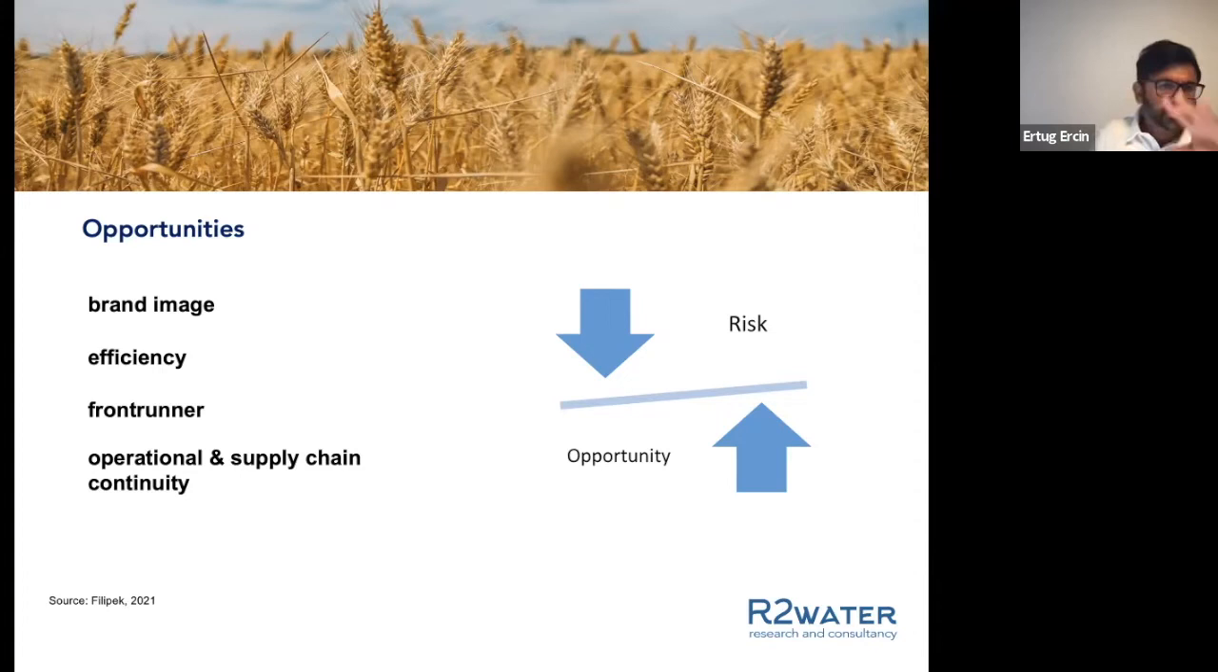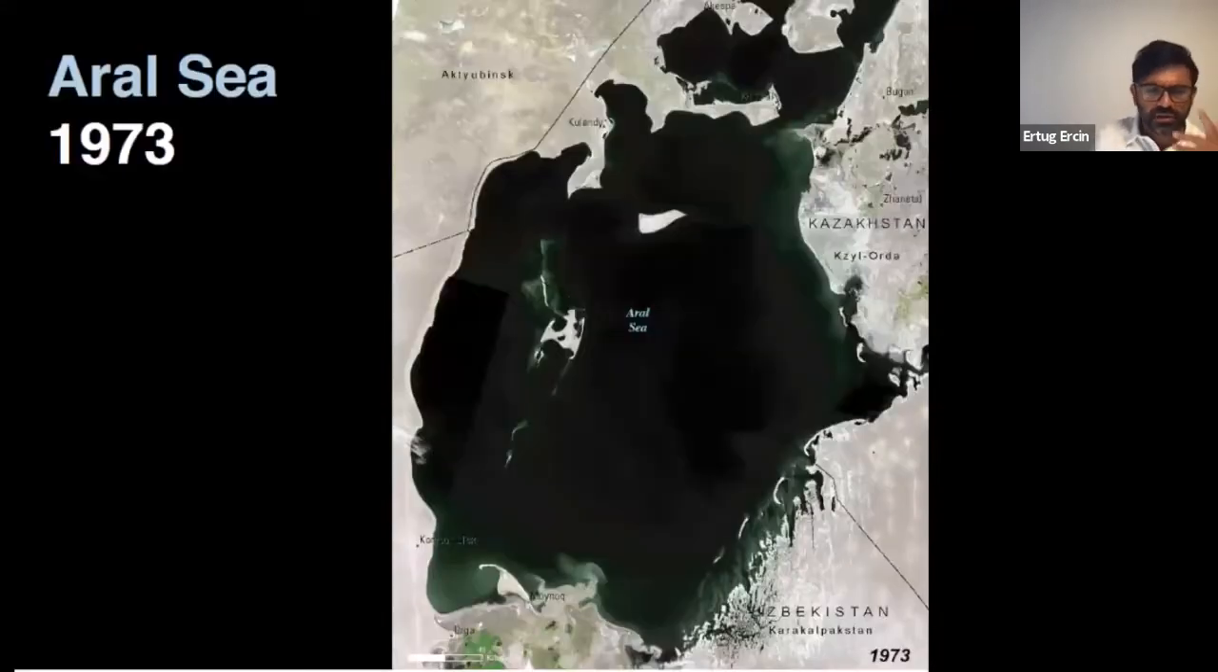So these are all things you can think about when you think of water risk and water opportunities in water management. So this is the Aral Sea. For the people who don't know, it's located in Central Asia, and it was a big lake. Look at this. It was in between Uzbekistan, Kazakhstan, and Tajikistan, and it was the source of livelihood in that region.